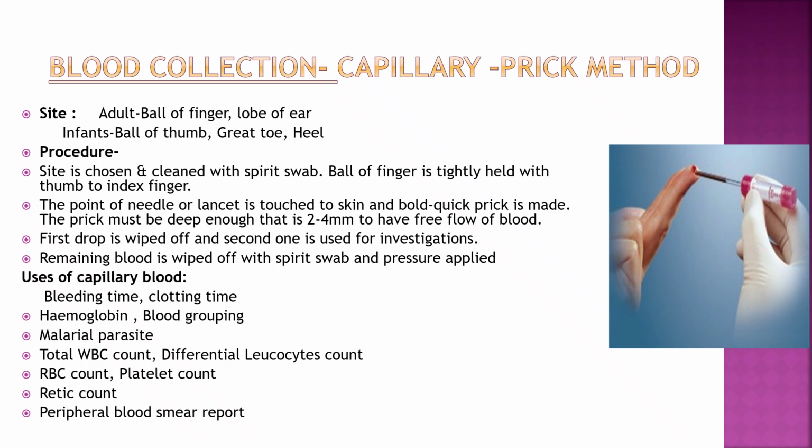Procedure: first you have to clean the part with a spirit swab, and then take a lancet or needle and prick that area. The first few drops you have to wipe out because they contain tissue fluid. Then the remaining blood is collected and then the investigations are done.